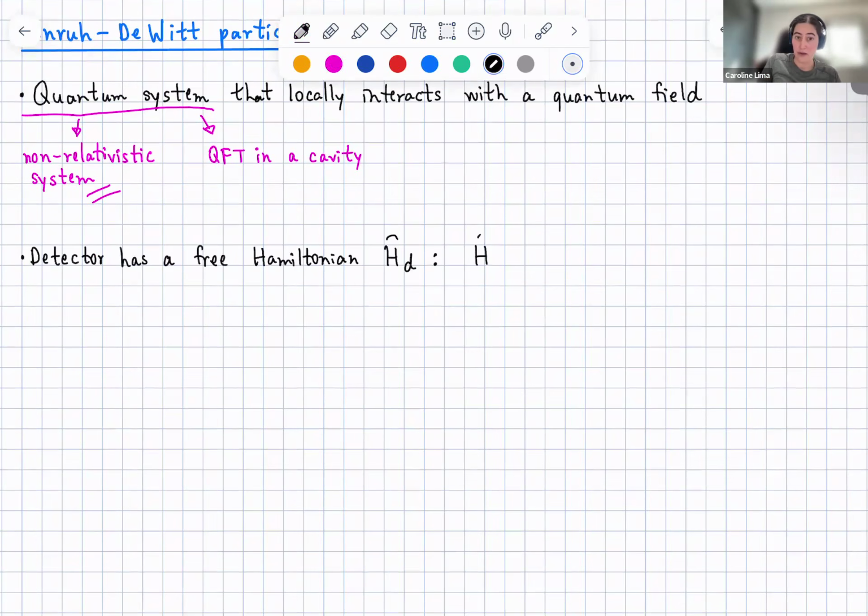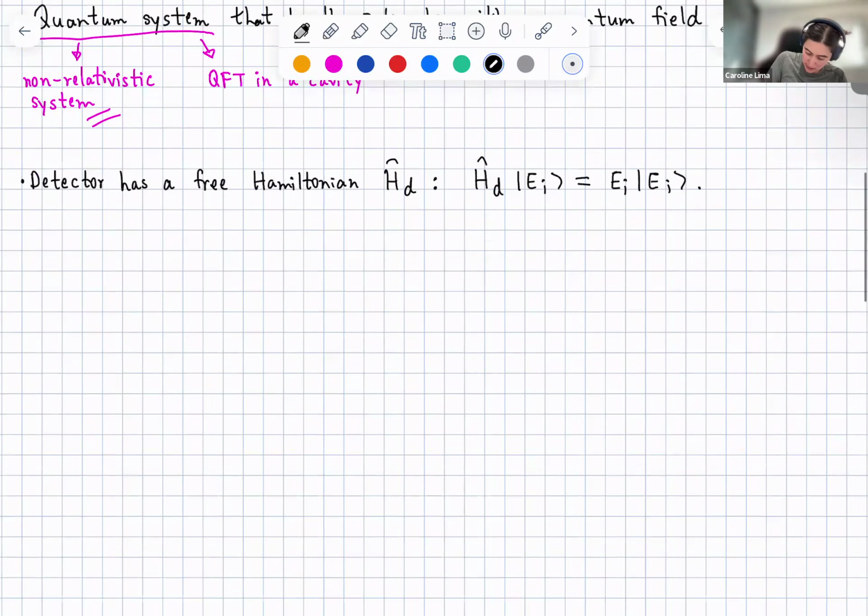And of course, I can have this spectral decomposition. And on top of that, I will prescribe some interaction Hamiltonian between the detector and the field, right? So I will write the interaction Hamiltonian in the interaction picture that I'm going to prescribe.